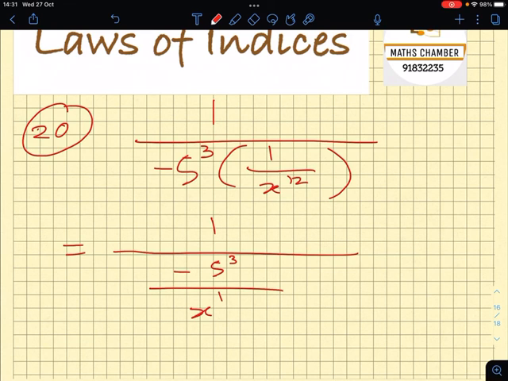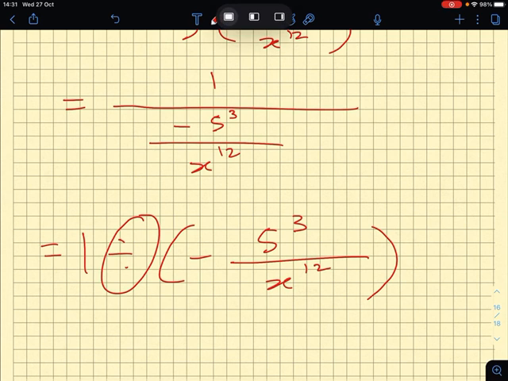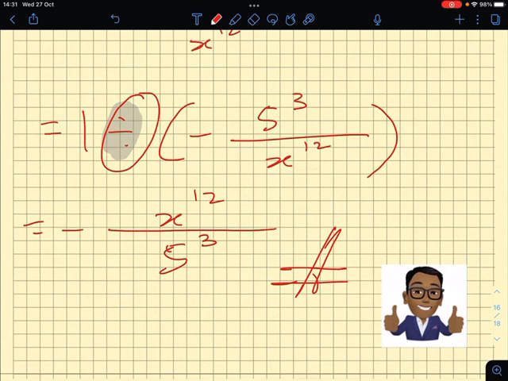All right, so after that simplify further, means 1 divided by negative 5 cubed over x to the power of 12. Why divide? Students will ask, because of this division line, right? That's why it's divide. So negative is still negative, and this one just reverse because it's division. So x to the power of 12 is the numerator, 5 cubed will be the denominator, right? Simple, very simple. That's all about the laws of indices.